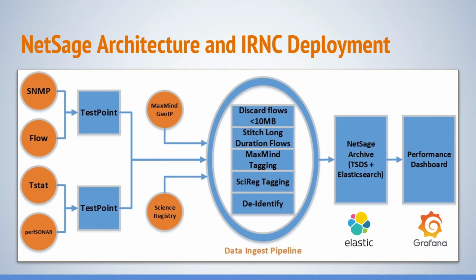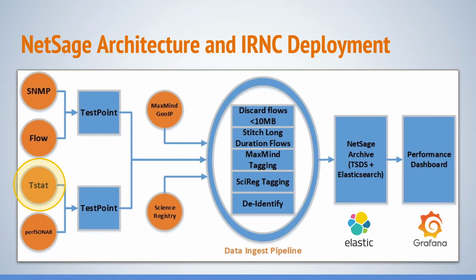NetSage test points are a collection of software and hardware components that gather active and passive data into records. Passive data includes SNMP, flow, and tstat data. SNMP is generally collected every 60 seconds. Flow data is collected using tools like NetFlow, sFlow, or IPFIX, and sampled at between 1 in 100 and 1 in 1,000 packets. tstat examines the packet headers for the data flowing in and out of Instrumented Science Archive and reports TCP statistics for each flow.